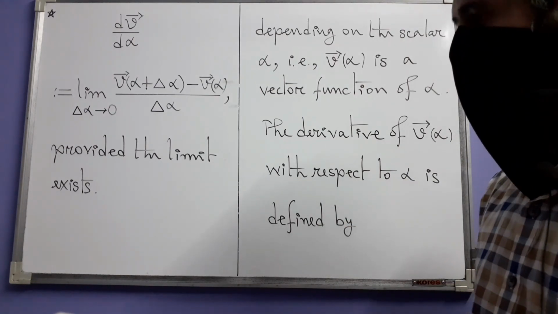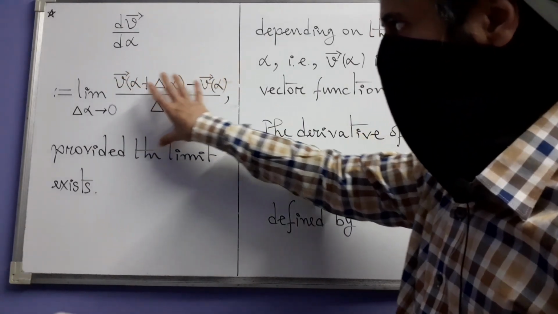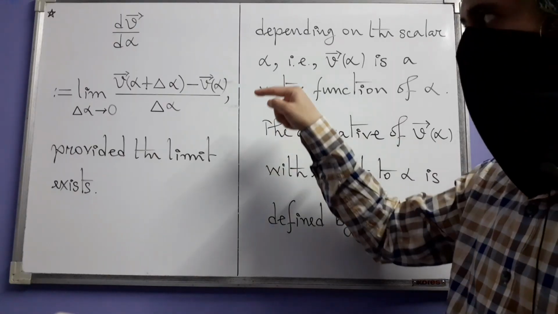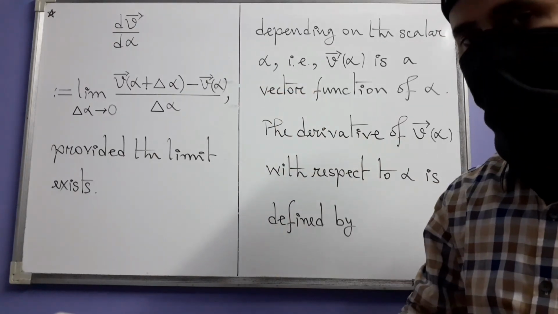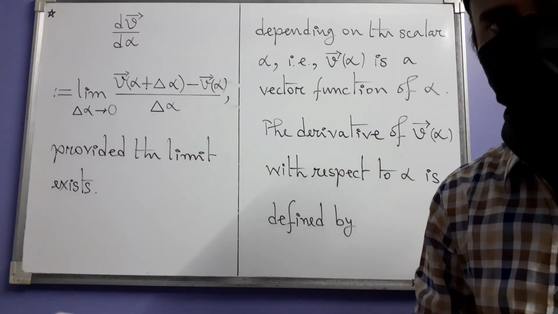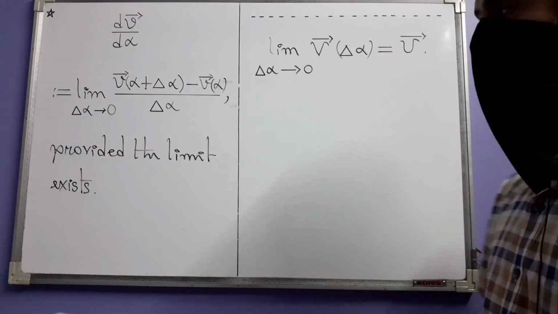But then, what does that mean? What does it actually mean for a vector function to have a limit? And whenever such a limit exists, what is that limit? What type of mathematical object is that limit? And the answer is that that is also a vector.